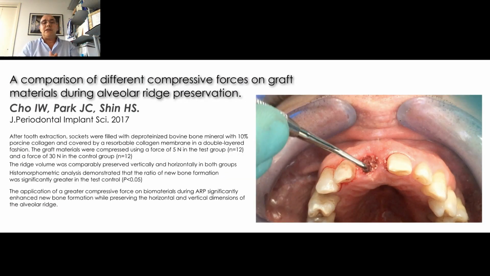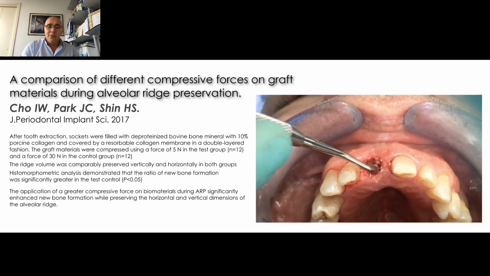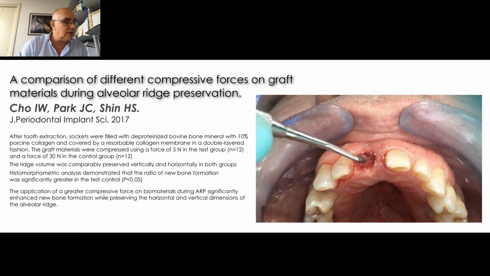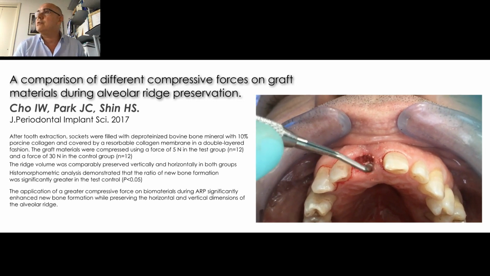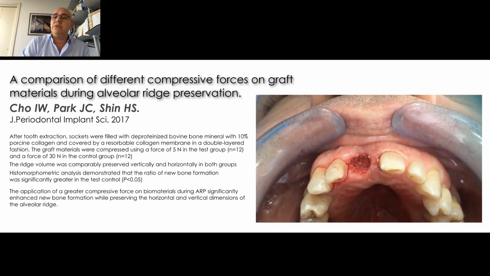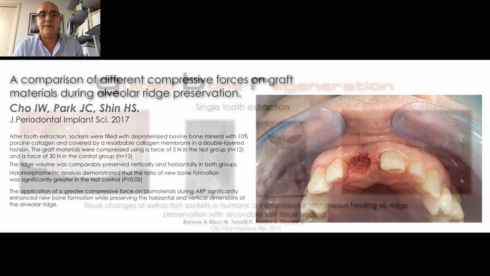One important concept is that nobody ever talks about, when we do this grafting procedure, how much we have to pack the bone graft into the extraction sockets or in the areas where we want to do regeneration. Well, there was this interesting research done by a Chinese group in 2017 that compared different compression forces and assessed that 30 Newton is the best force that we have to apply to the bone graft in order to get a stable and maintainable ridge preservation.